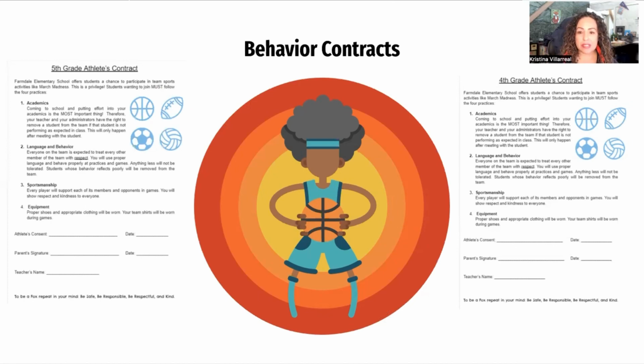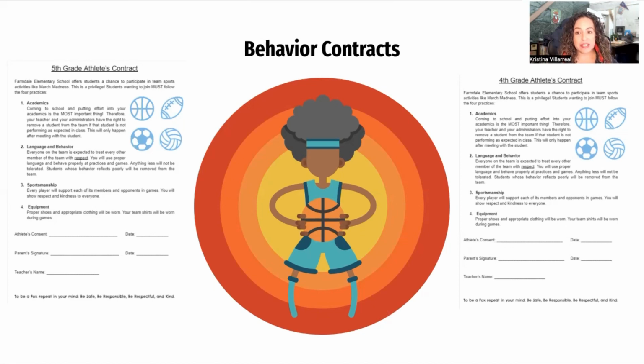And also, when you look at the behavior contract, it says academics. Coming to school is one of the most important things. So as long as you're on track and you're turning your work in your class and you're following the rules, you're having good behavior, we're not having bad language out there, and you also have great sportsmanship. These are all things that we're going to look at.